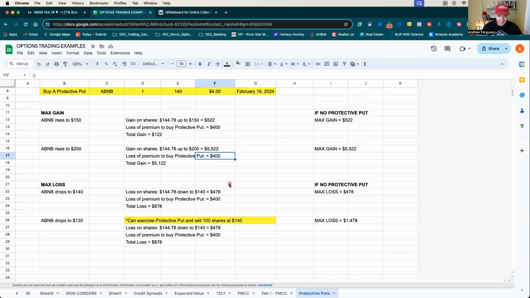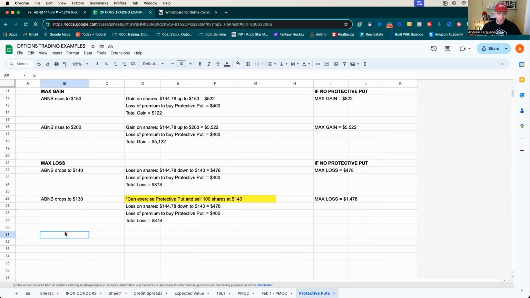If we look at the maximum loss, okay, the maximum loss is a little bit different. And this is where it gets a little bit tricky. And you'll see why it's important to have protective puts on in certain scenarios more than others. Let's say Airbnb's price drops from 144.78 down to 140, okay? So on the shares, we'd have a loss because they'd be going down in value. We'd lose $478 on the shares when we sold them at 140. That's just the difference between 144.78, where they're trading right now, and 140, so 478.